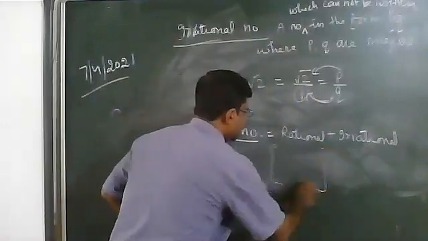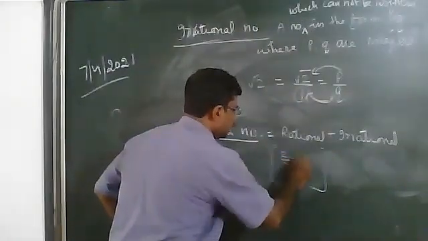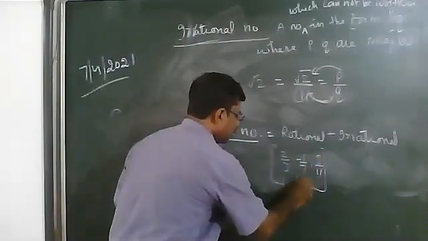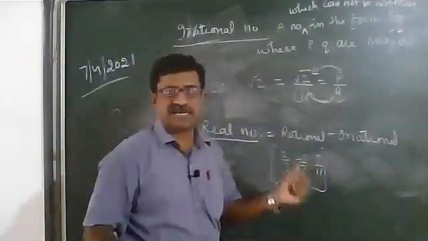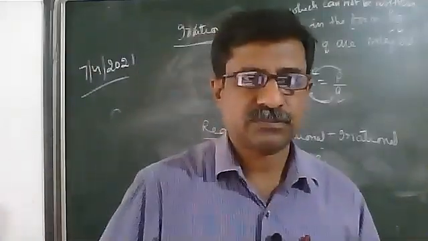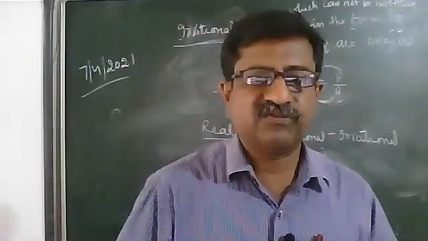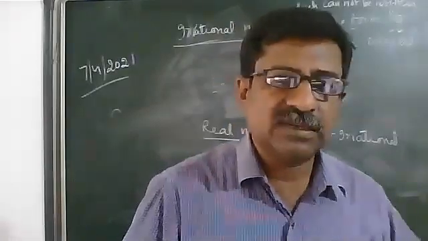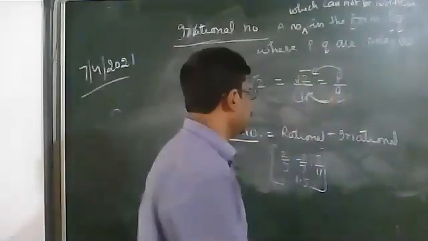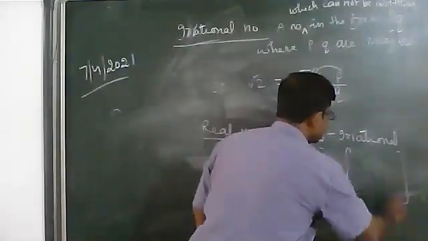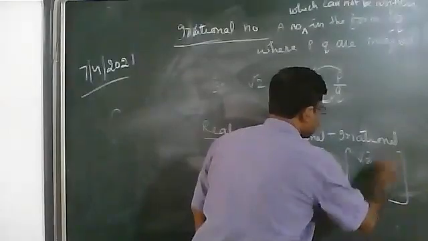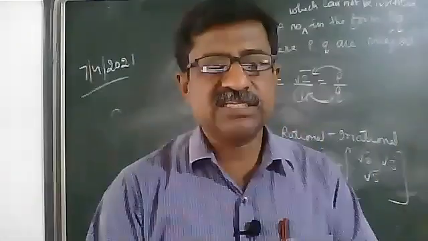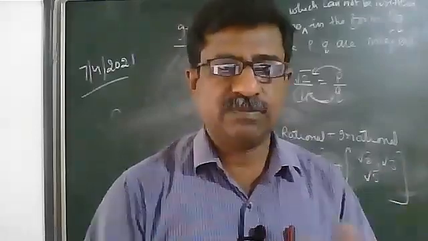All the numbers which can be written in the form of p upon q, like 2 upon 3, 9 upon 7, 3 upon 11, 1, 1.5, we called rational. All the numbers which are in the form of p upon q are said to be rational numbers. And the numbers which are not in the form of p upon q are known as irrational. These two groups together are known as real numbers.